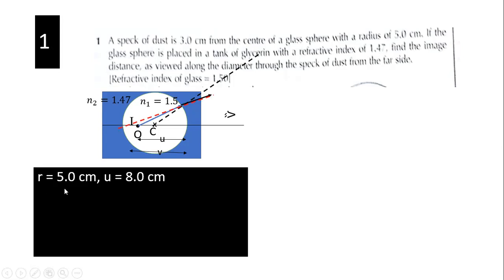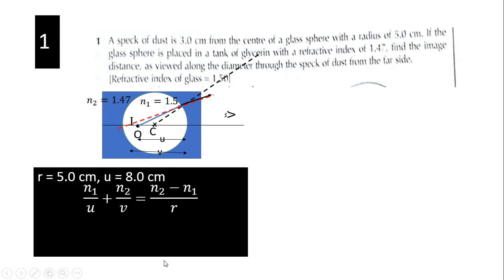Radius 5 cm. That's your radius of the sphere. That's your U. It's a curvature that we are looking at, a concave surface. So U is 5 cm plus 3 cm, 8 cm.